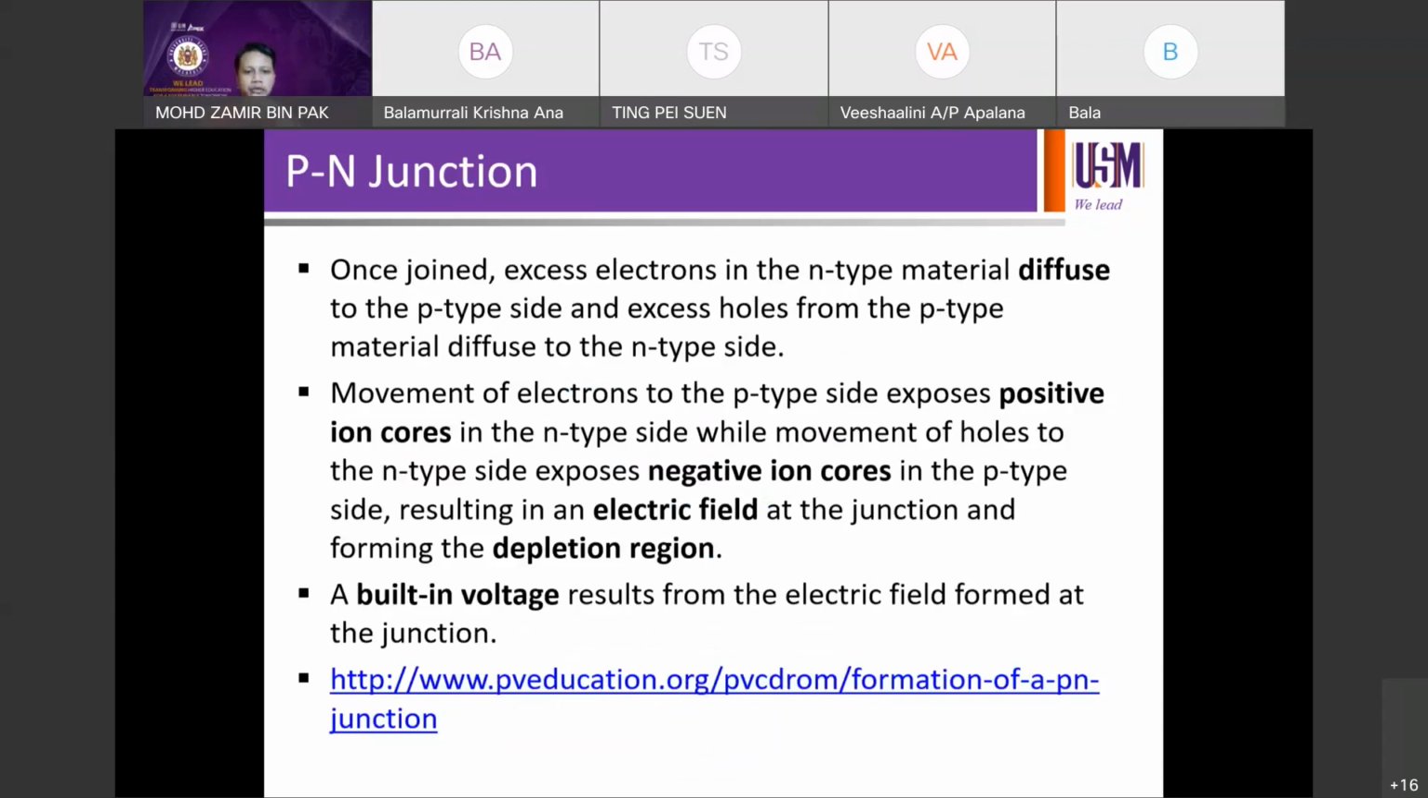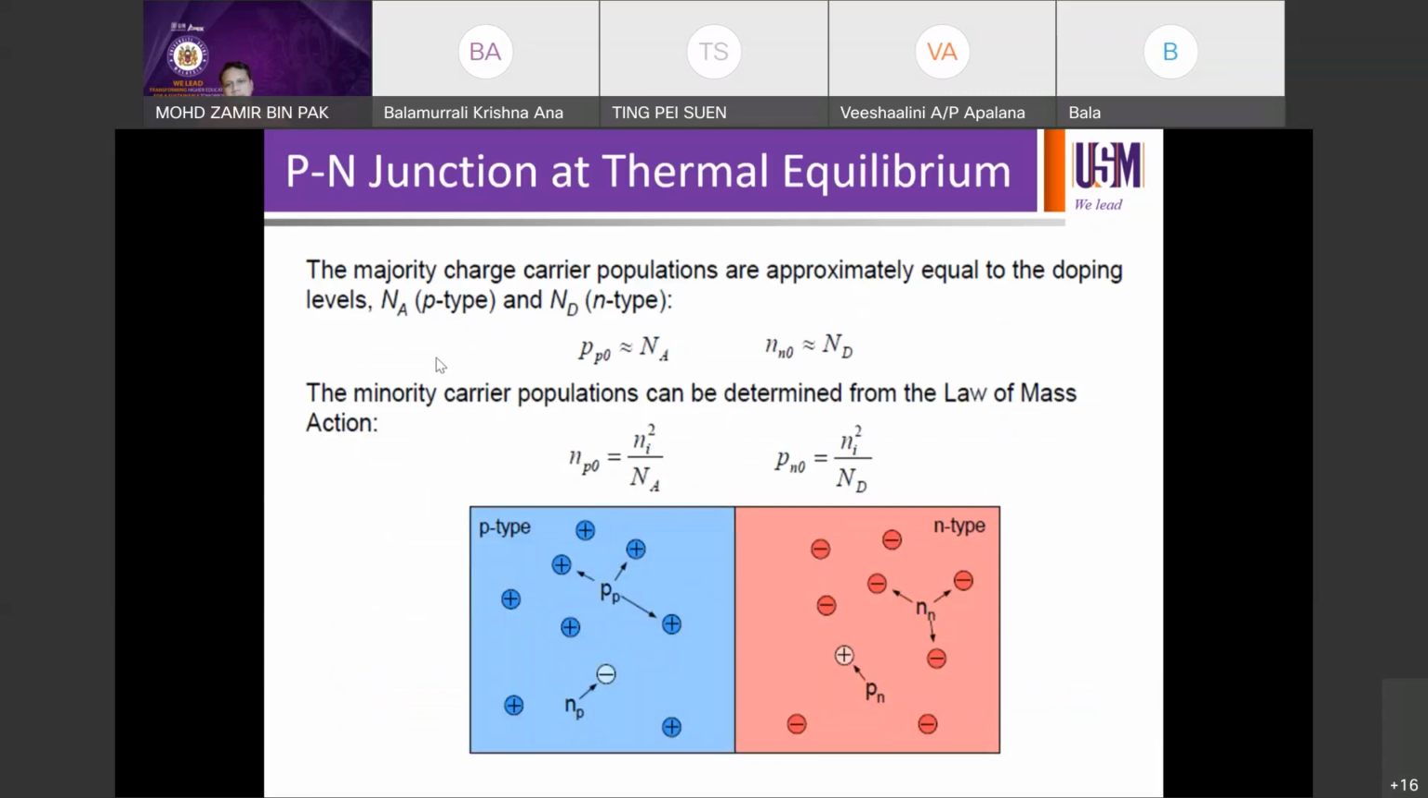Okay, a built-in voltage results from this electric field formed at the junction. So the formation of ion charges will result in the formation of an electric field, and as a result, a built-in voltage across the junction. Okay, so let's see. Let's go slightly into the material. We have learned the concept of P equals NA. So let's recap. And N equals ND. This is what I said last time, P naught and N naught.